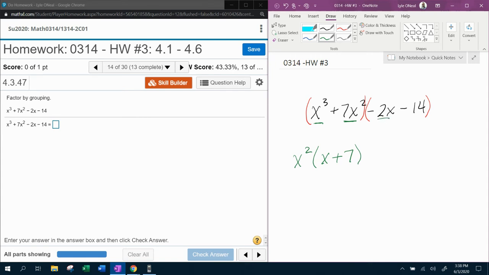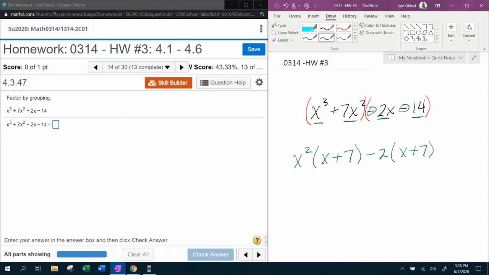Now to the second group, what can I factor out of negative 2x and negative 14? Well, obviously they both have a negative sign, so we're going to want to take the negative out. And 2 goes into 2 and 14. So we're going to factor out a negative 2. That's going to leave me with x plus 7.